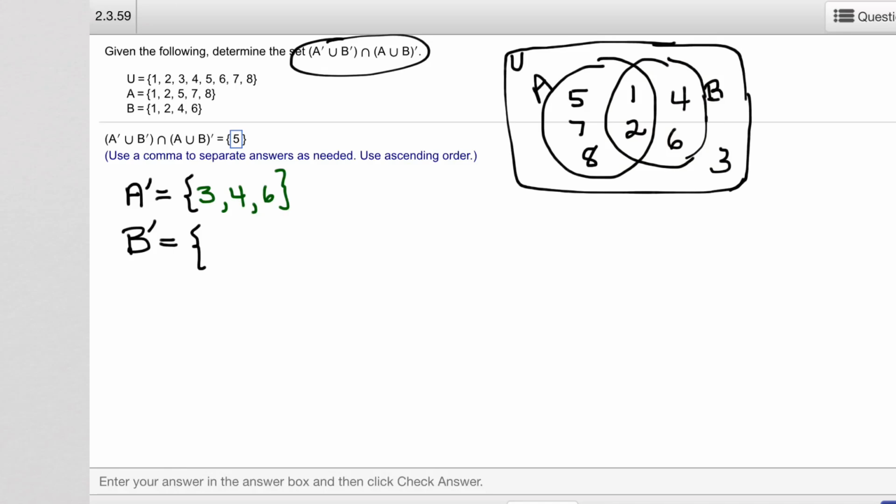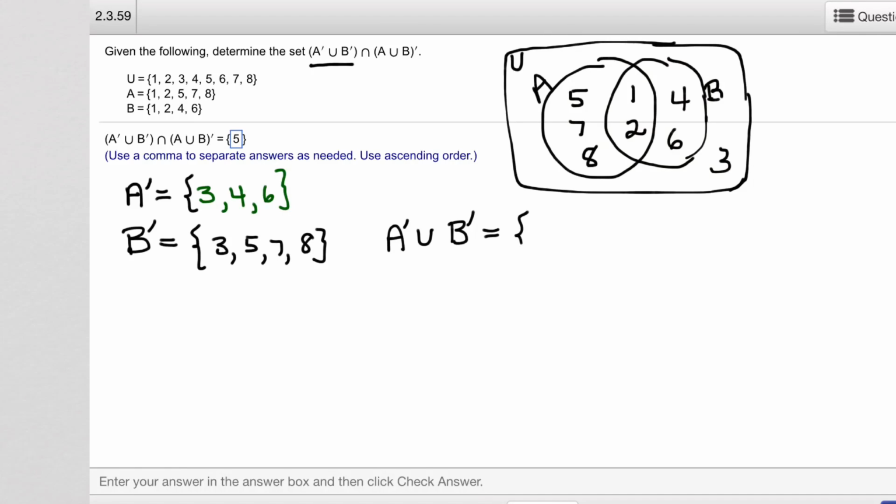So what is outside that set? Well, we have the 3 and 5, 7, and 8. So 3, 5, 7, and 8, and that's B prime. So the next step is to find A prime union B prime, and then I'll have everything inside that set of parentheses. So let's do that here. A prime union B prime.